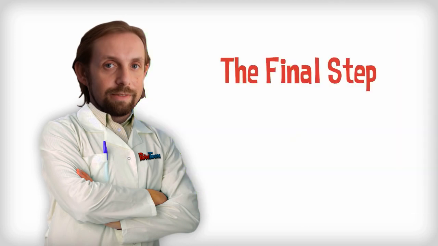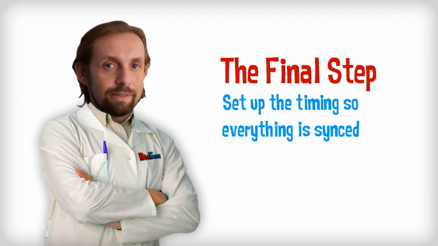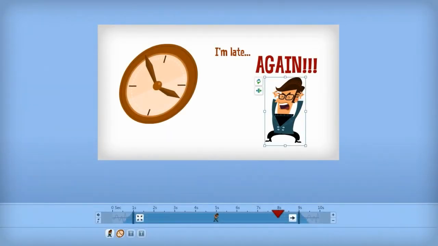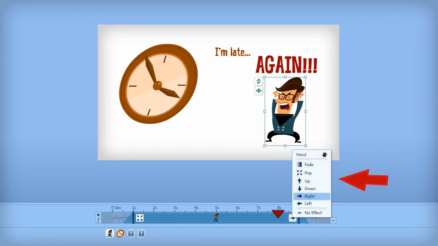Play around with different visual styles to see which one fits your brand or the message you're trying to communicate best. Once you've added in all the images you want, the final step is to set up the timing for each one so everything coordinates with the voiceover. When you click on an image, you can adjust when it will appear or disappear on the slide with the timeline bar. Just click and drag entry and exit points to the desired second. A wide variety of transition effects is also available.